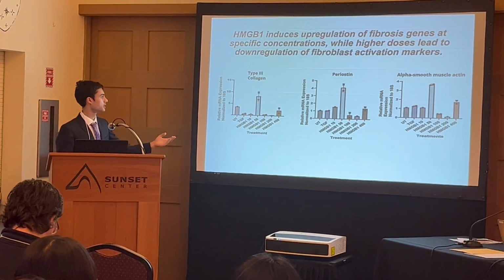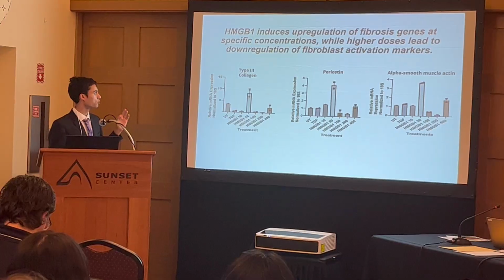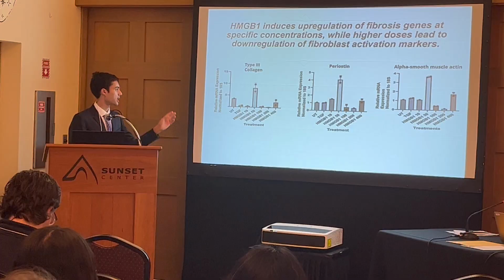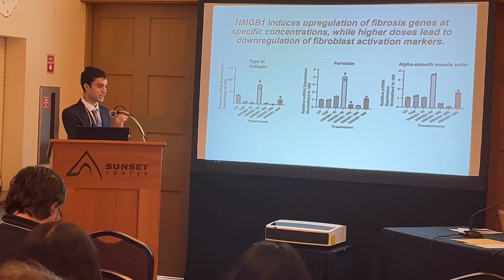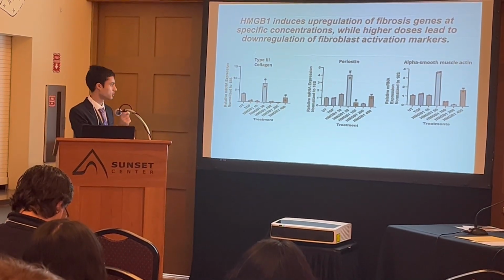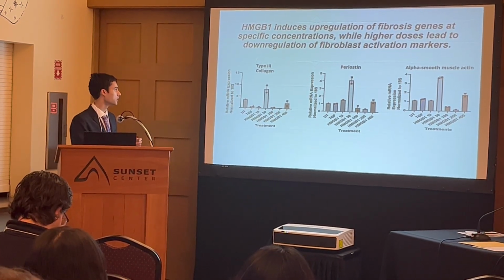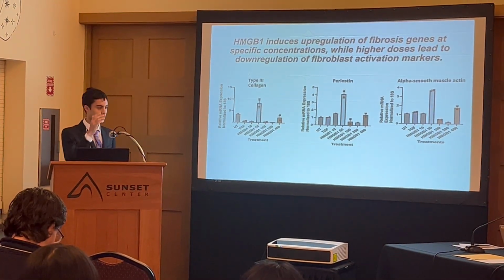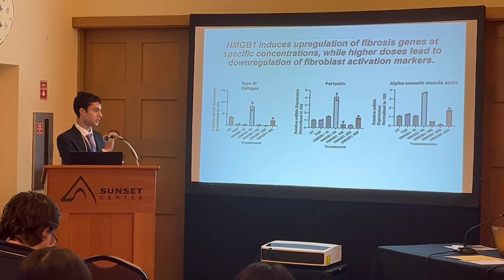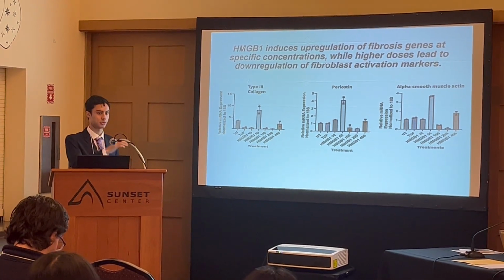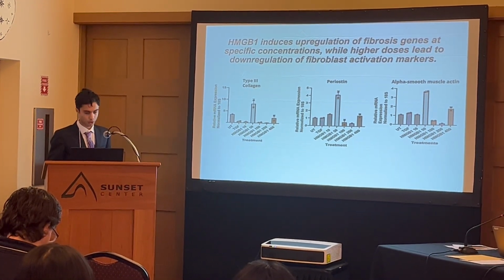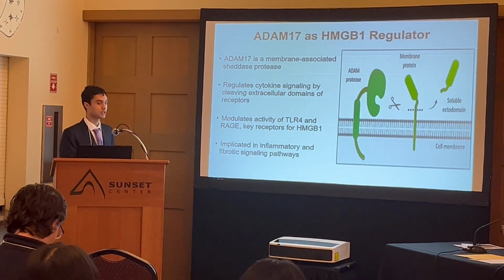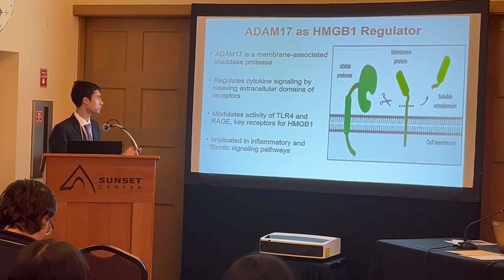So this is the data that was obtained from the qPCR, and we investigated about 3 different fibrosis-related genes. There's a common pattern with this data, as we can see. As HMGB1 levels increase up to an intermediate of 50 nanograms per microliter, gene expression increases. But after 50 nanograms per microliter, gene expression decreases. This suggests a nonlinear response where there's an increase and then a decrease. So what could justify this regulation? This leads us to another protein, ADAM17, which could potentially regulate HMGB1 levels.